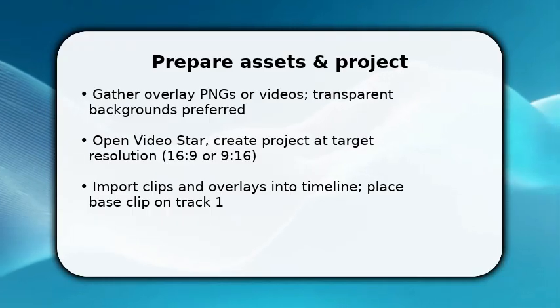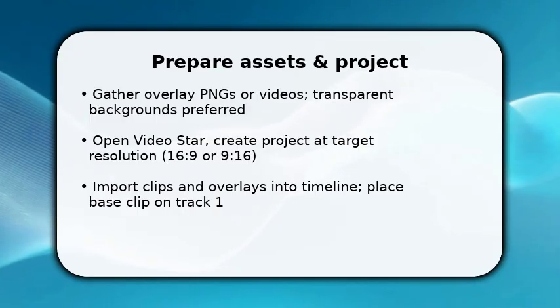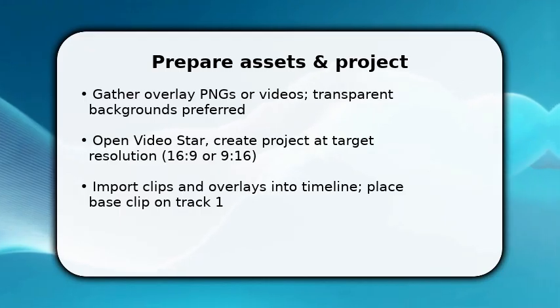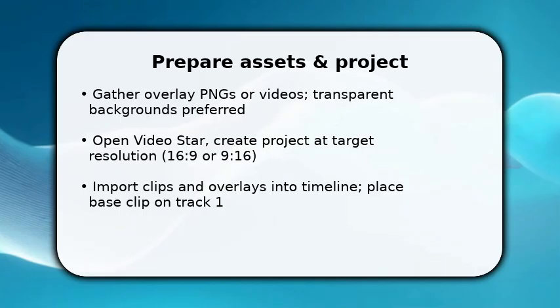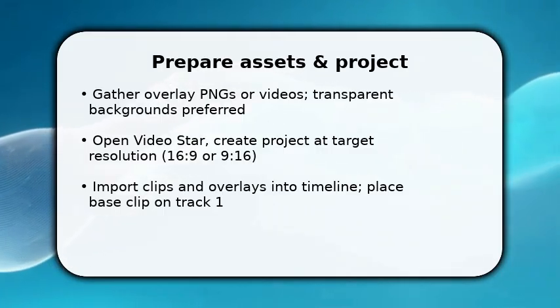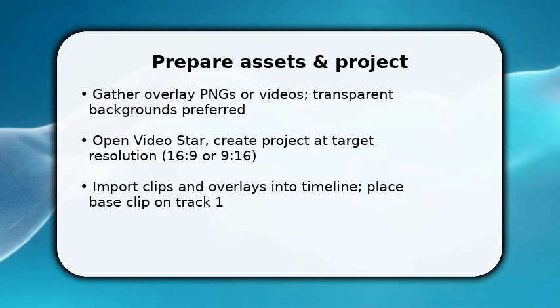You're ready to add overlays now. First, import your base clip and overlay files into VideoStar and set project resolution to match your output. This avoids scaling issues. Once done, place the main footage on track 1, then drag overlay PNGs or short video loops onto a higher track above. Make sure overlays are named clearly so you can locate them quickly. This gets you immediately into editing instead of fiddling with settings later.